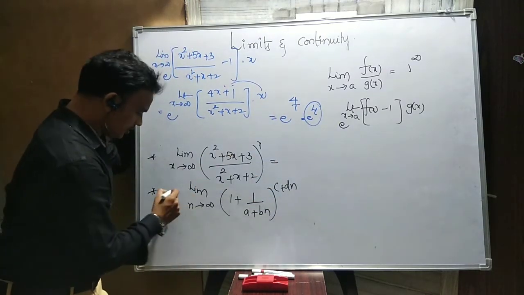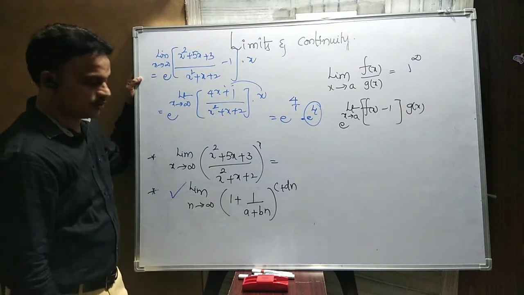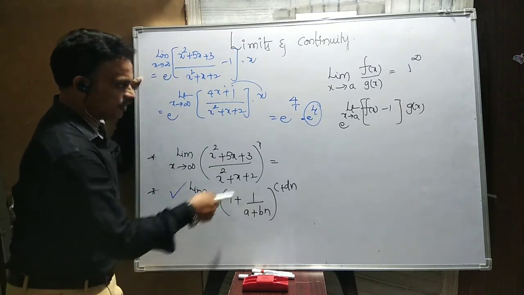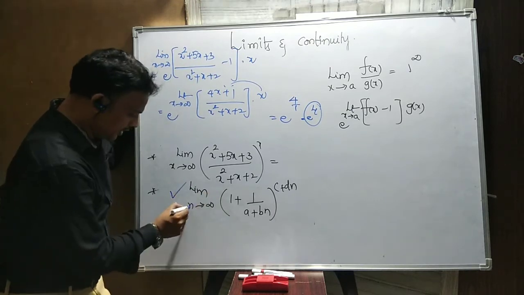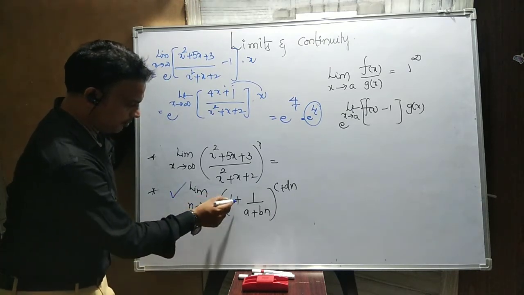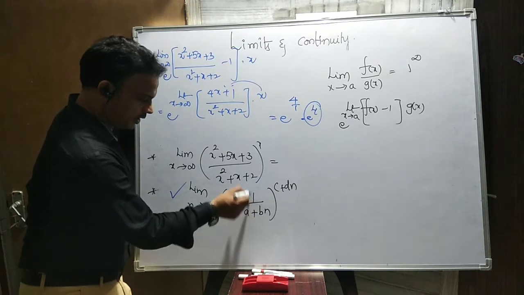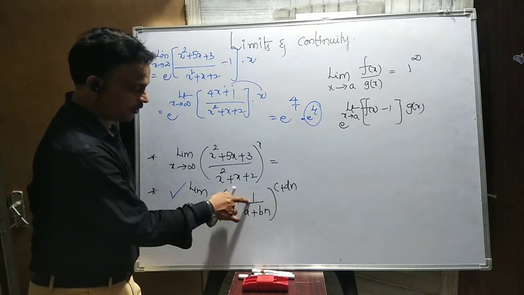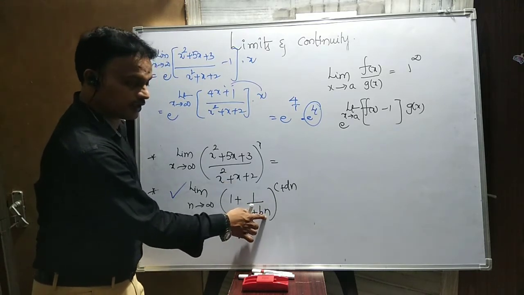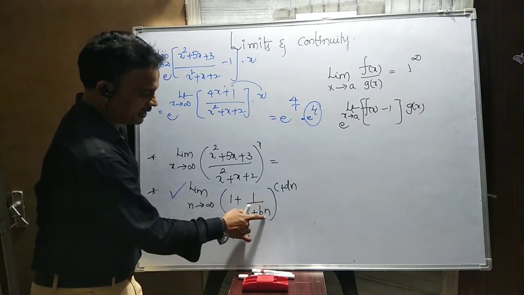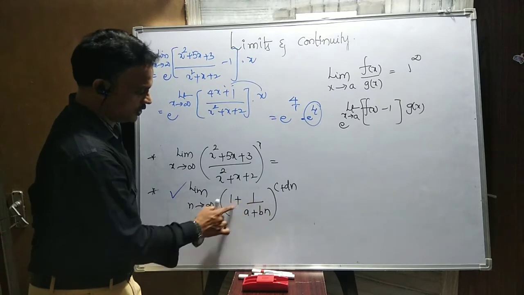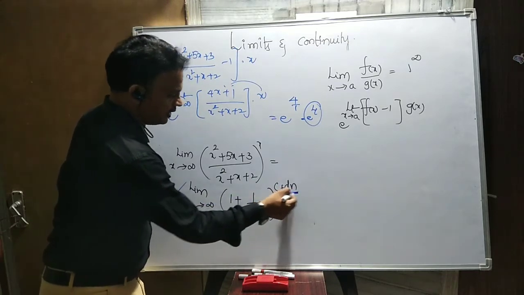Coming to this problem. Come on, students, you can try this problem in the same manner. First of all, is it 1 power infinity form? The limit as n tends to infinity of 1 plus. Here in the numerator there is no n, it is n power 0, and the denominator is n power 1, so totally this becomes 0. The numerator degree is less than the denominator degree, so it becomes 0, which is 1 power infinity.